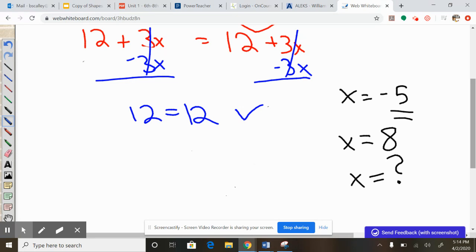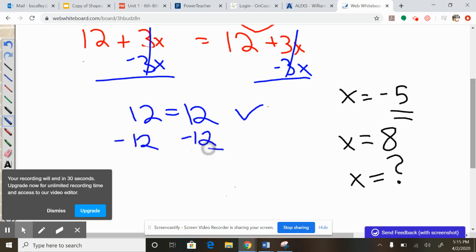There's no x left in the problem, so I can't plug anything in for x that is going to make this untrue. There's simply just no x there. You could even go one step further, subtract 12, and you're going to get 0 equals 0. When you do your whole equation and you get a true statement like this, essentially the answer you get is that there are infinite solutions.